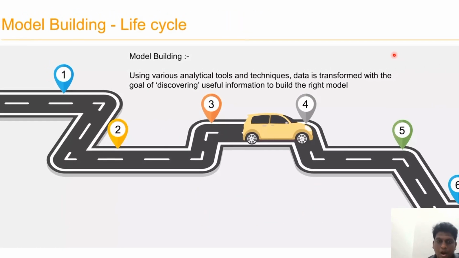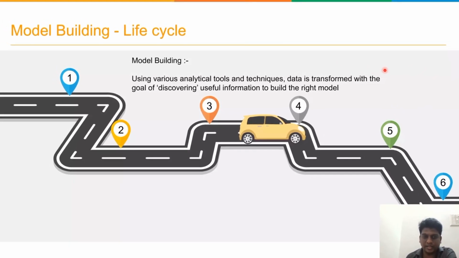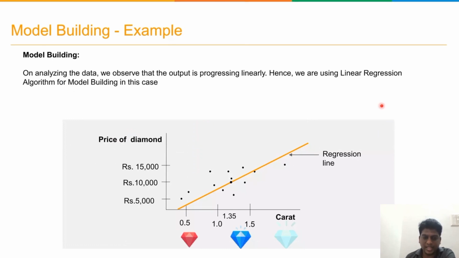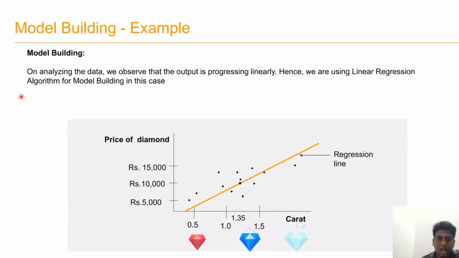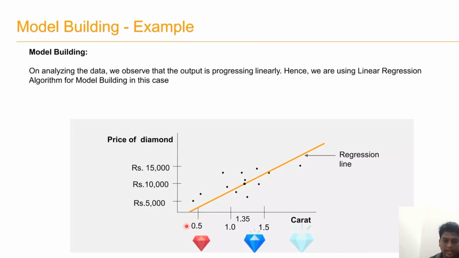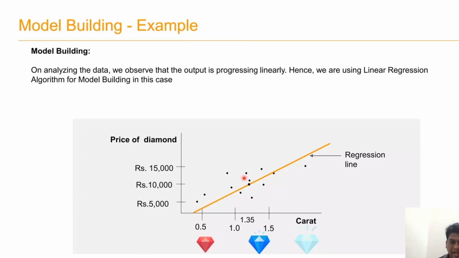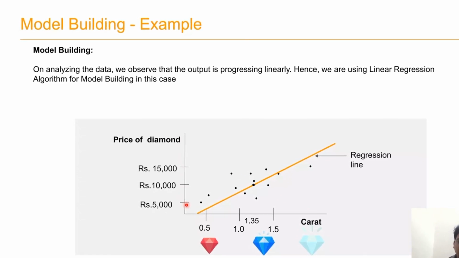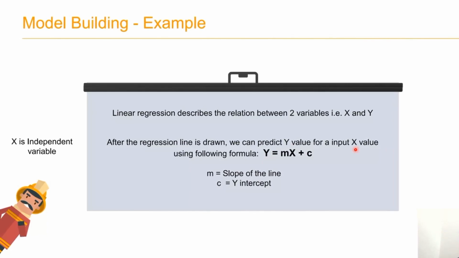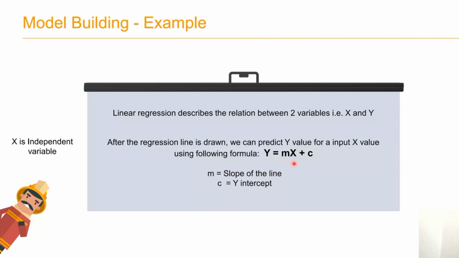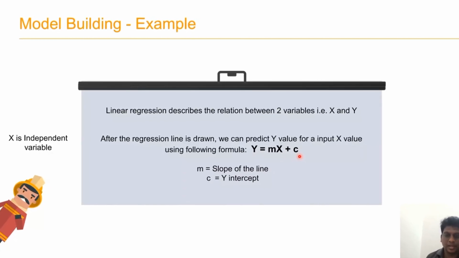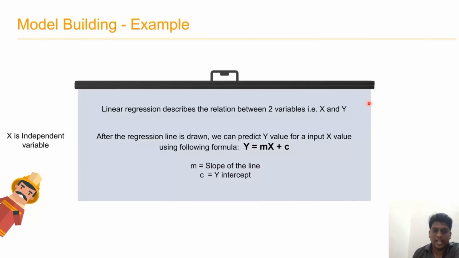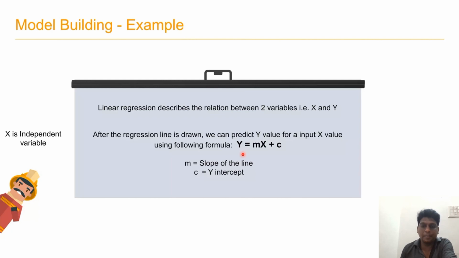Next, the fourth step is model building. Data is transformed with the goal of discovering useful information to build the right model. We can see that the output is progressing linearly, so we are going to use the linear regression algorithm for model building. Here on the x-axis the carat is defined and on the y-axis the price of the diamond is defined. For the regression we use the formula y = mx + c, where m represents the slope of the line and c represents the y-intercept. There are two variables, x and y. x is always the independent variable and y is the dependent variable.